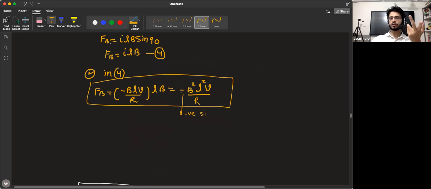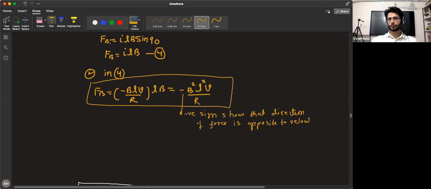So this negative sign shows that the direction of force is opposite to velocity. This negative sign also shows Lenz's law. So both are the same thing. Now, force is opposing the velocity, and that is the essence of Lenz's law. Lenz's law says that force will act in a direction so that it will oppose its cause, that's changing velocity.